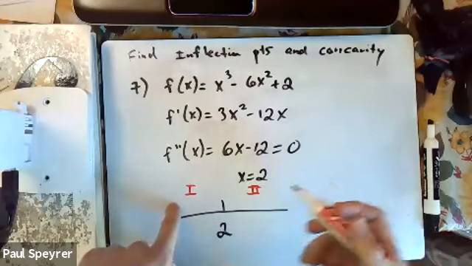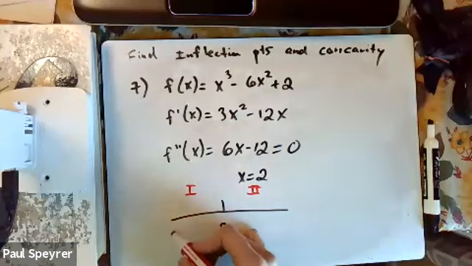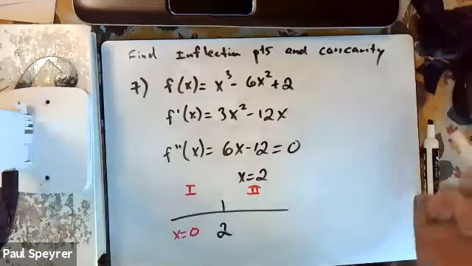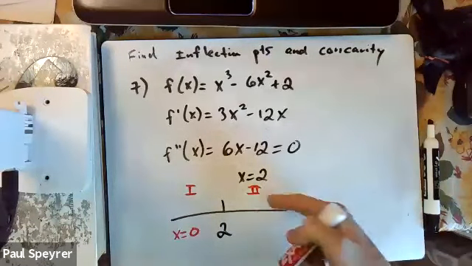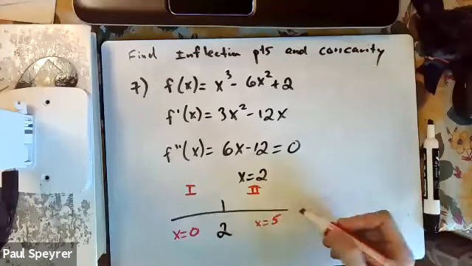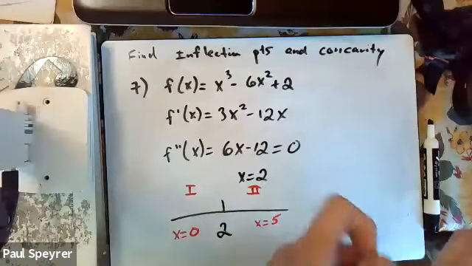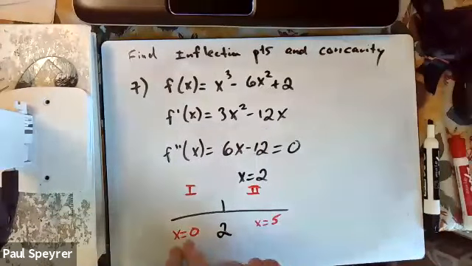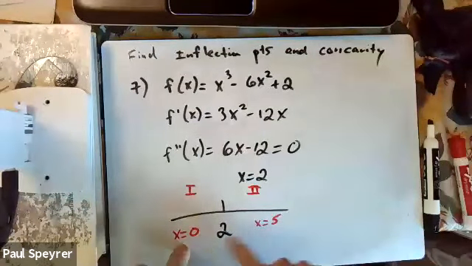So like in region 1, we can test anything less than 2. Like I'll test x equals 0, or you can test -1, 1, -18. It doesn't matter. In region 2, something bigger than 2, I'll test x equals 5. You can test x equals 3 on your paper. Ultimately, what are we looking for? Just what's the sign of the second derivative going to be when we plug these test values in?